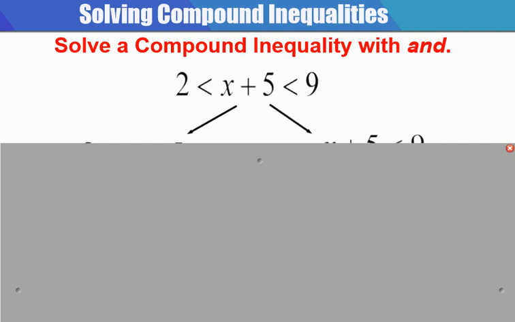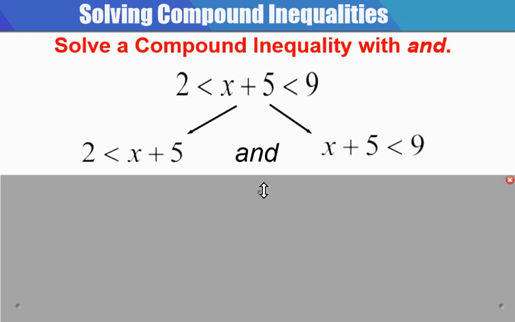Now that we know how to graph it, we're going to practice solving them. So the first one we're going to try to solve is solving a compound inequality with and. So let's say I have the statement that x plus 5 is essentially in between 2 and 9. And I want to know what values for x would make the original statement true. So what can I do with an and statement? Well, I can split it into the two statements that it actually is.